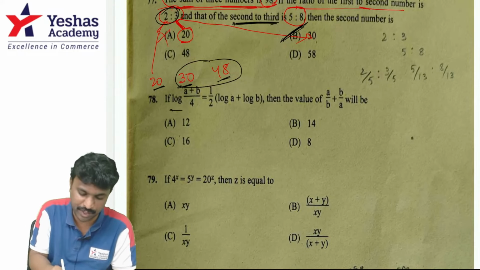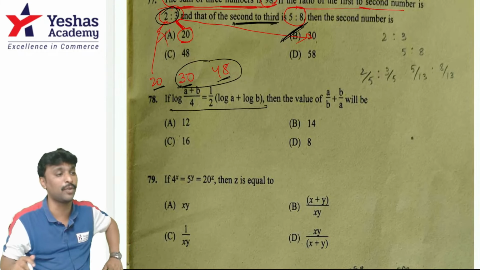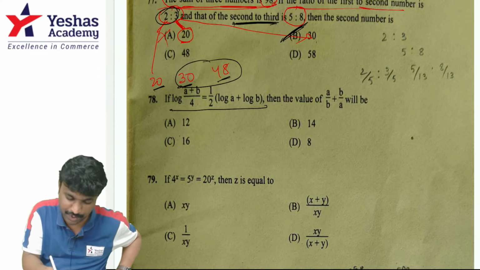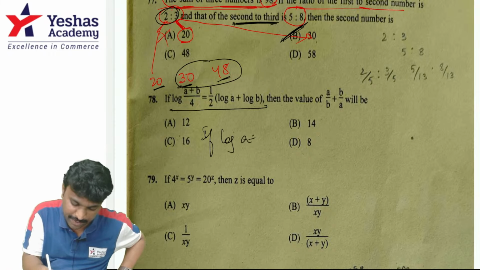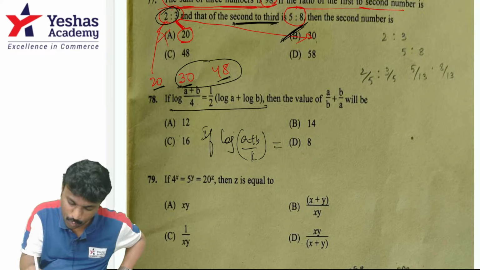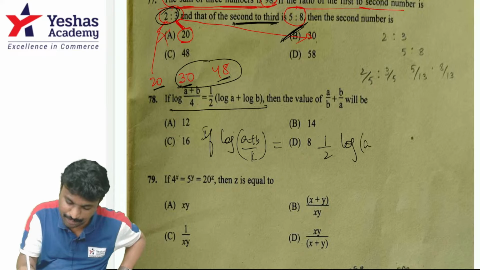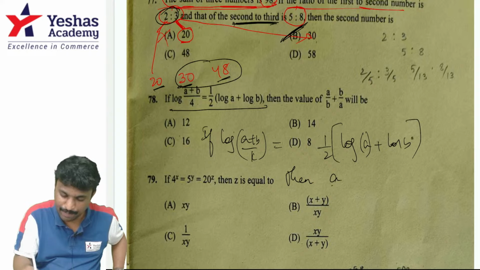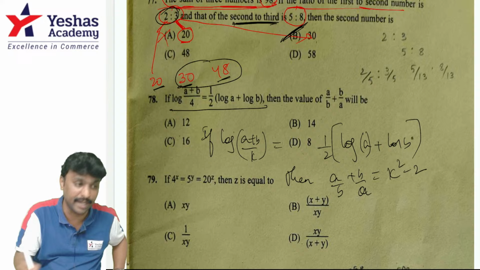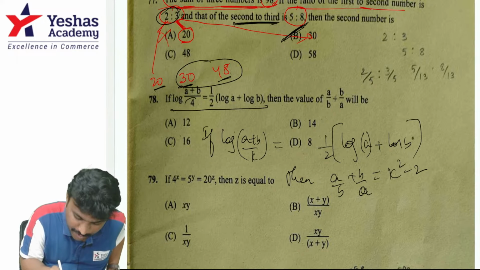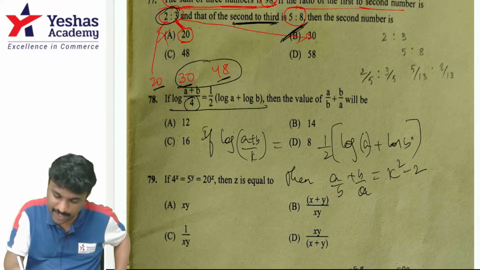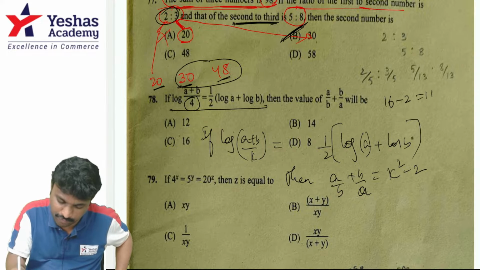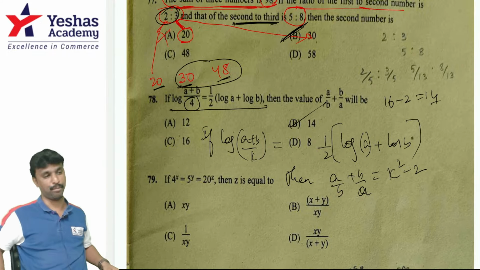Guys, this is one of the questions I have discussed in the regular class, even in the marathon. So, I have given you a shortcut for such questions. If log of (A plus B) by K is equal to 1 by 2 times (log A plus log B), then always A by B plus B by A should be equal to k square minus 2. What is k value over here? In place of k, we have 4. 4 square is 16 minus 2 is 14. The answer is option B.